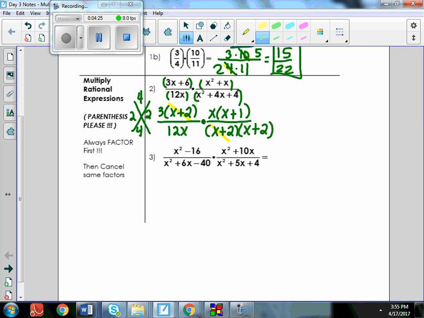I can reduce, because these are just multiplied, 12 times x. I can reduce the 3 and the 12. So 3 goes into 3 once, and 3 goes into 12 4 times. You can also cancel out these single x's that are on the outside of parentheses, because they're all by themselves. So now you would just write what you have left. So what you have left is your x plus 1 in the top. And on the bottom, you have a 4, and you have x plus 2. And that's it.